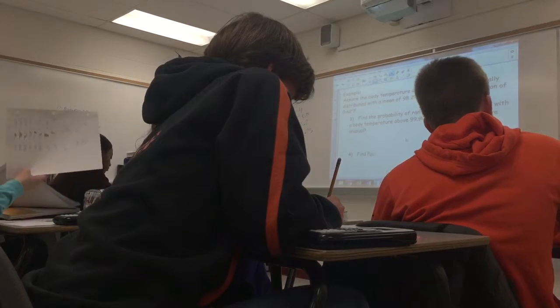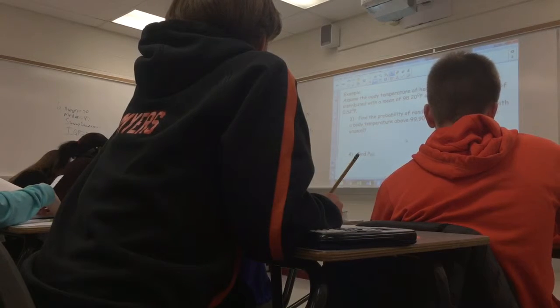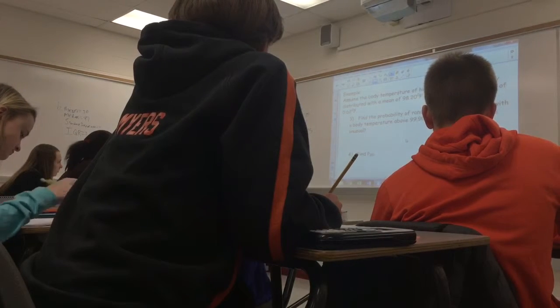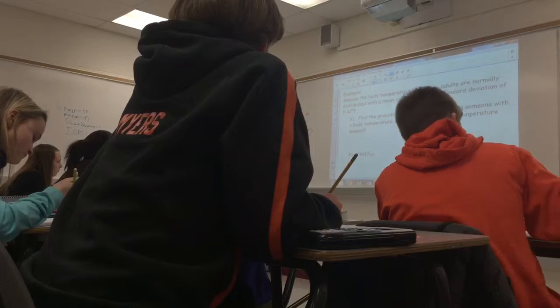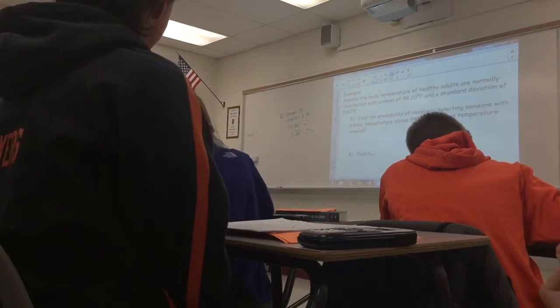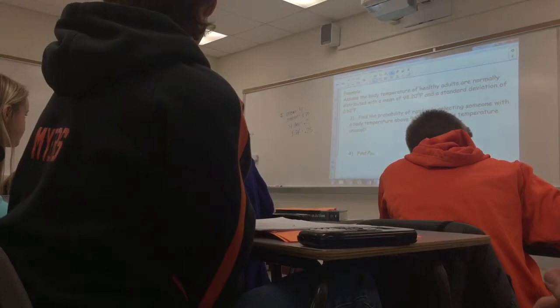Okay, so let's try something. Body temperature of healthy adults, normally distributed with mean of 98.2 and standard deviation of 0.62. So my mean's not 0, my standard deviation's not 1. I'm gonna have to do something about it. It's the probability of randomly selecting someone with a body temperature above 99.9. Did you all figure out how to do above when you were doing your value? You subtracted it from 1, yes?